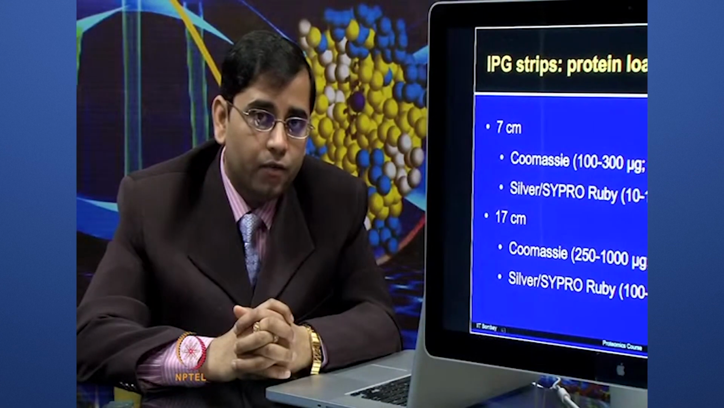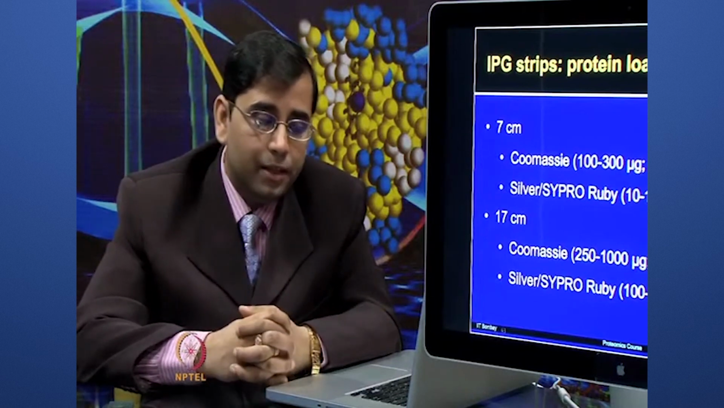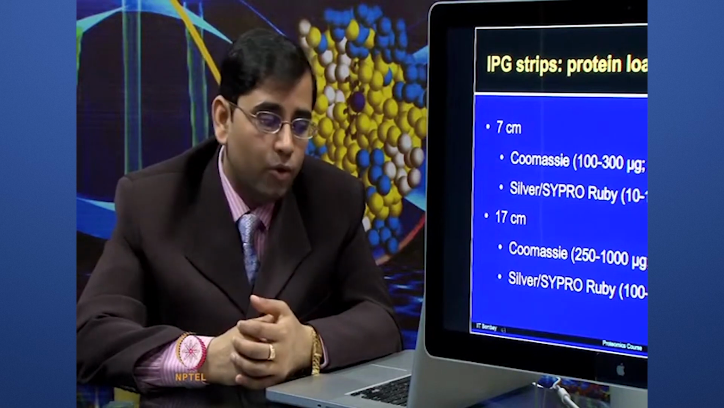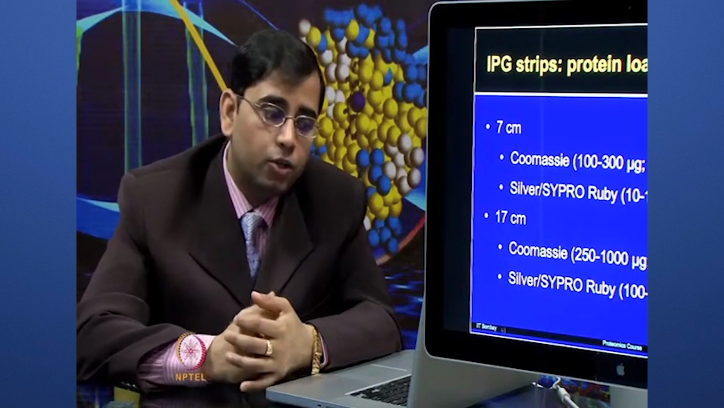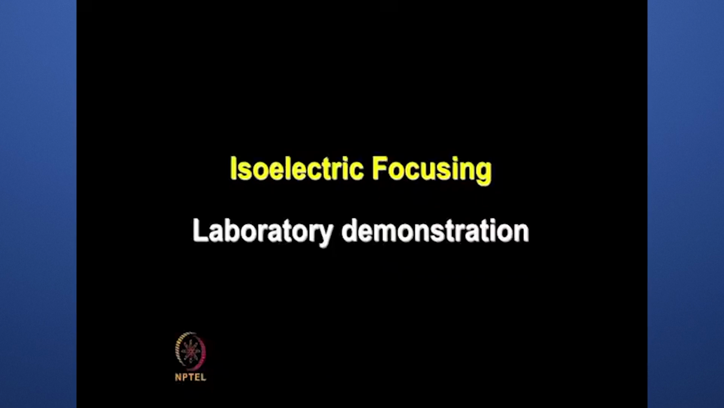But if you do not have too much protein present in your sample, then still you can apply this method. You can apply the large strip, but then you have to stain with silver or Sypro Ruby. In that case, you can load between 100 to 1000 microgram of protein. So I will give you the laboratory demonstration of isoelectric focusing, so that you can be very clear about different intricate steps involved in performing IEF.